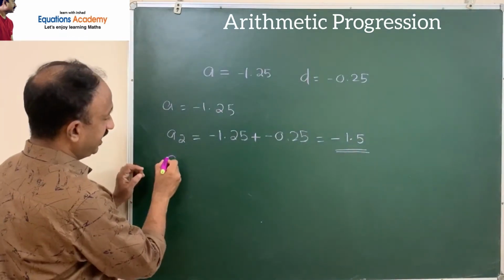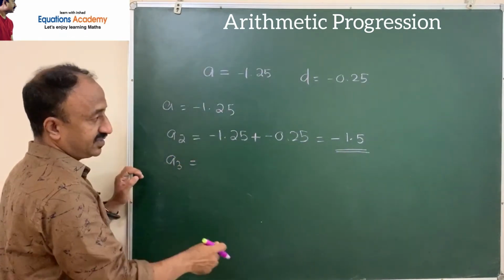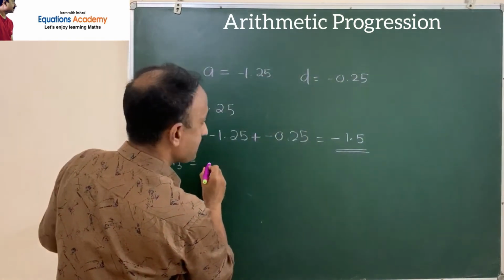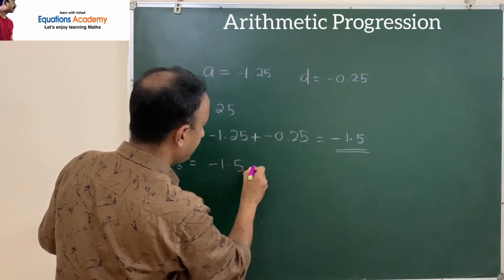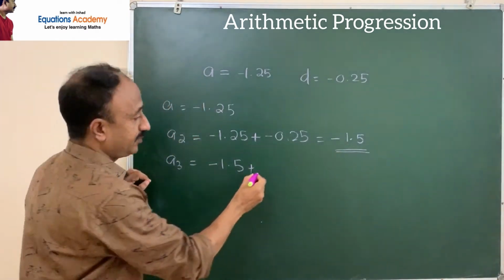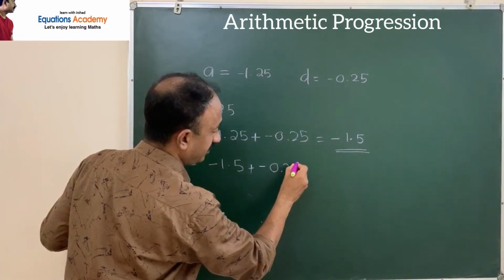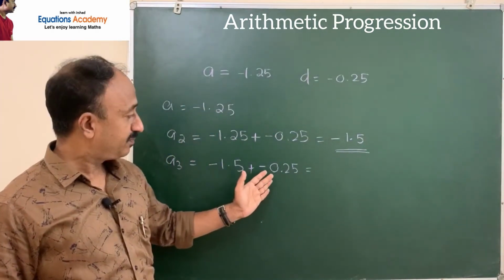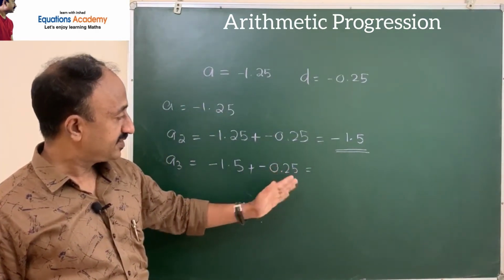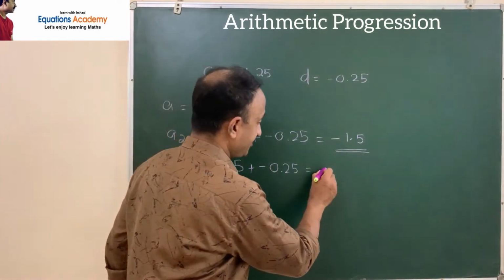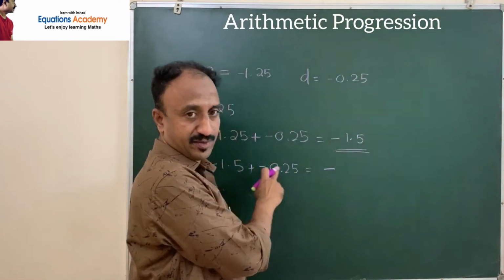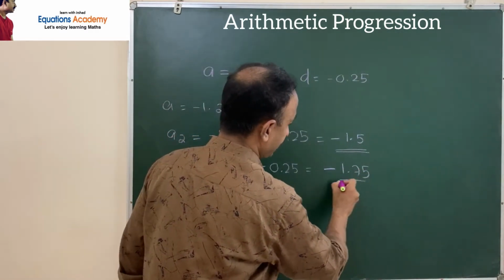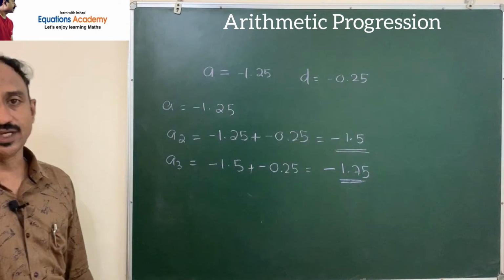Now, the third term is the second term plus the common difference. So, minus 1.5 plus minus 0.25. Both are minus, so it is minus 1.5 plus 0.25 equal to minus 1.75. This is the third term.